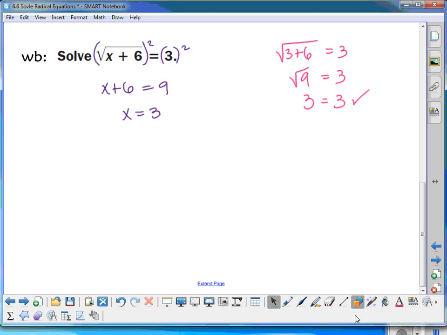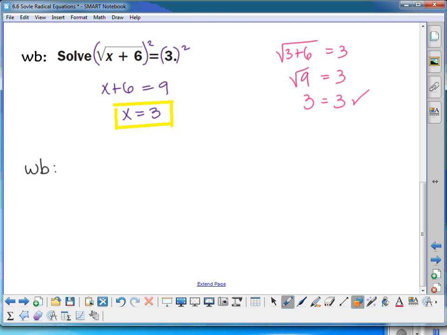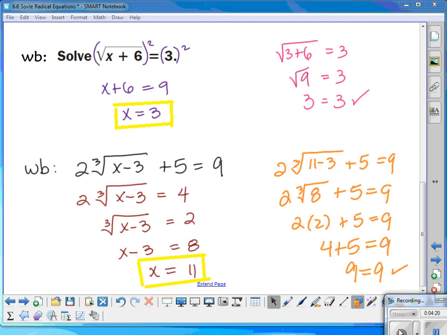Okay, so it looked like everybody got the same thing, x equals 3, and if you plug it back in, you can see that it works. Alright, I'll give you one that's a little more complicated. Not much, though. Alright, so let's do 2 times the cube root of x minus 3 plus 5 equals 9. Go ahead and solve that one. All right, so I think all of you were able to come up with 11 as well, correct? Okay. Any questions on that?